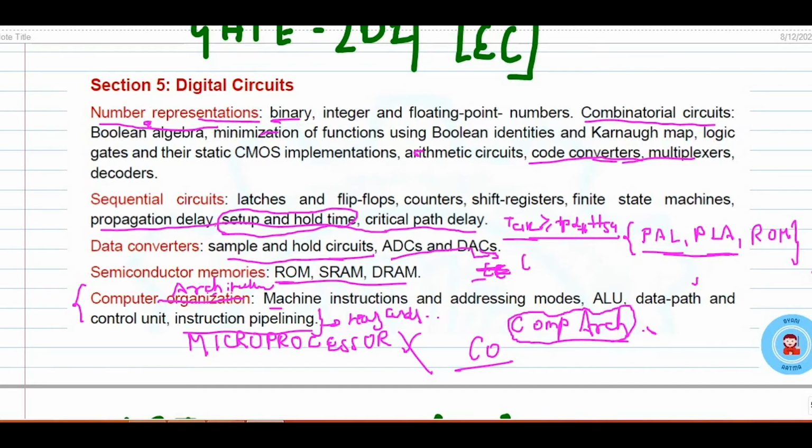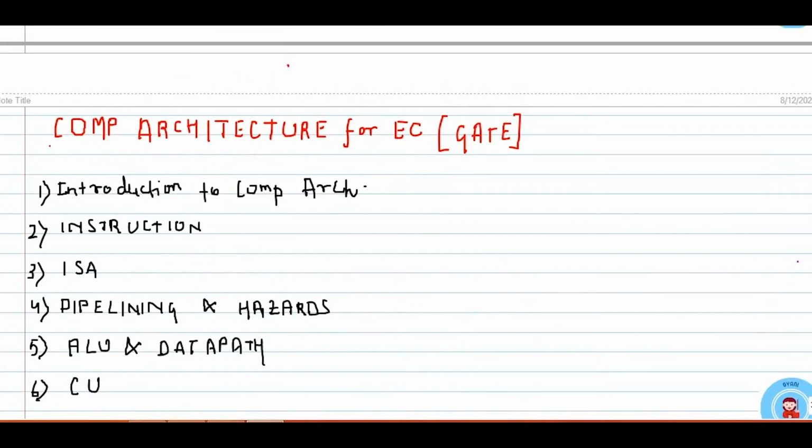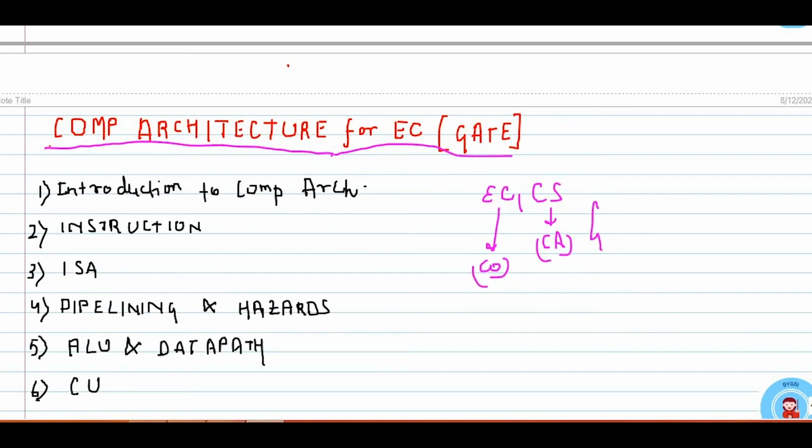All these things we'll be learning when we go into the detail of this stuff. So with the change in the syllabus, what we are going to study in this particular part, I'll not call it organization. Let me call it computer architecture only. So what we will be learning is computer architecture for EC. This particular set of lectures is useful for EC people and CS people as well. For CS, computer architecture we will cover for GATE, and for EC people, the so-called computer organization we will cover only for the GATE exam.